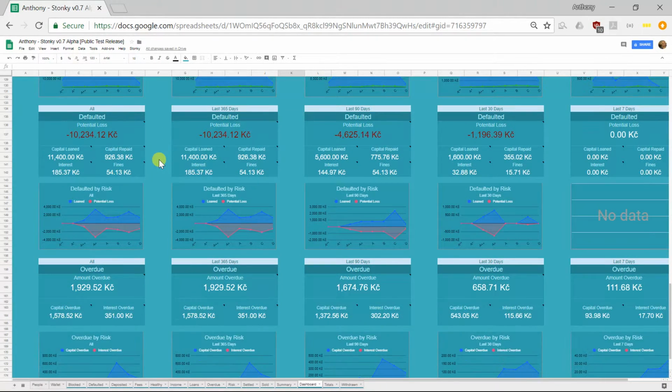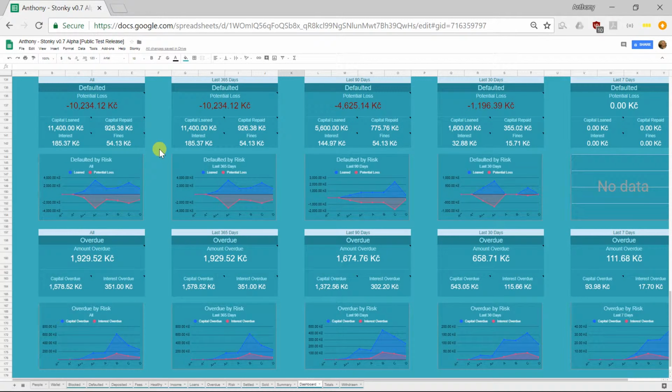Defaulted, those who have stopped paying, of course they may repay in the future, but here's a potential loss for each of these. Notice, by the way, that in this release negative figures are now in deep red. One particular user requested that.